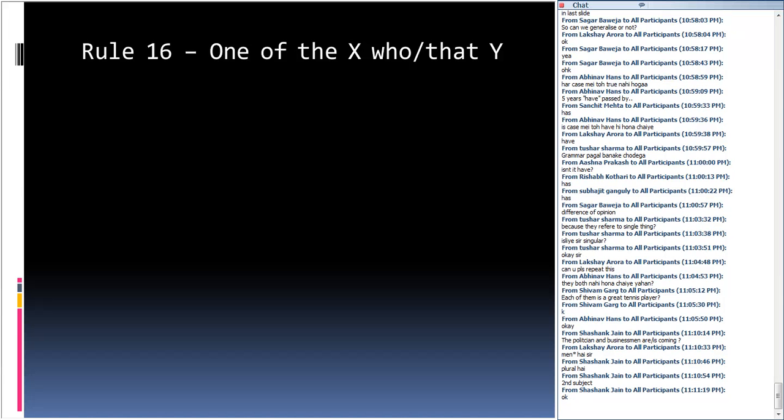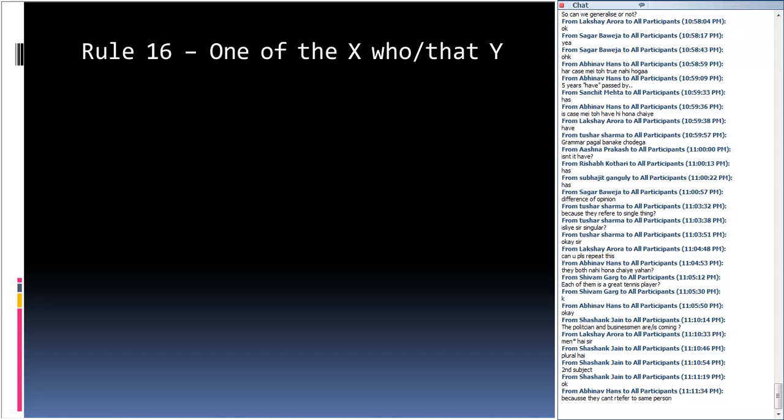You cannot simply write the politician and businessman. The politician and the businessman होना चाहिए. Only then it is going to be correct. Okay, because they can't refer to the same person. Yes.